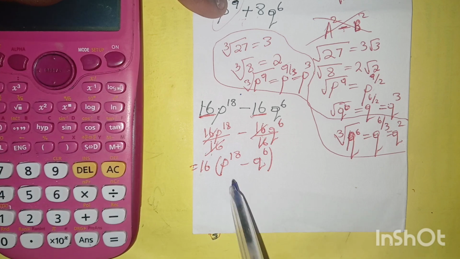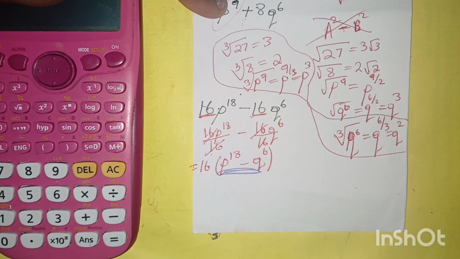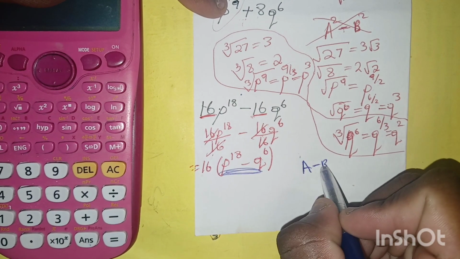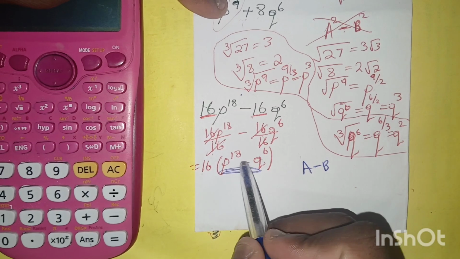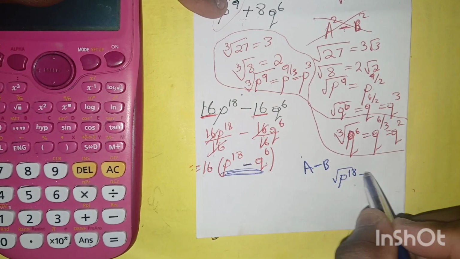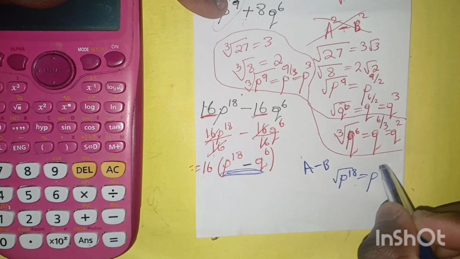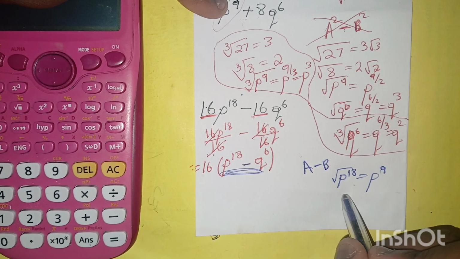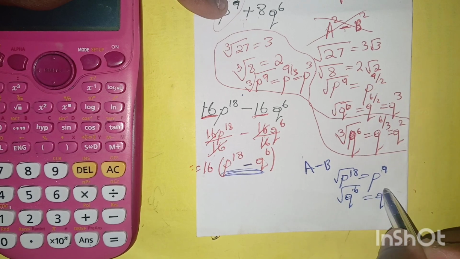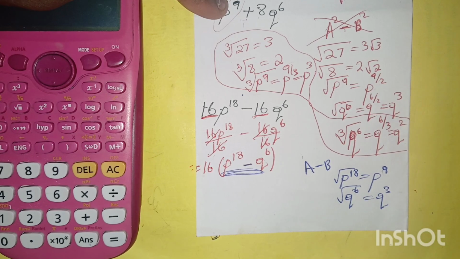Are you able to factorize this? We can factorize this one, because it is in this format. Do you see it has that minus, and we can take the square root of this thing. Taking the exponent here gives us 9. Taking the exponent of this gives us 3. Do you see this, guys?